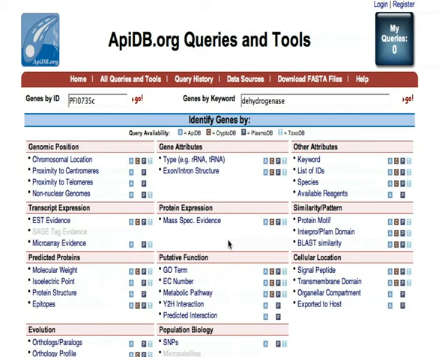This tutorial is to describe the Queries and Tools page present on ApiDB. This page can be accessed by following the link in the red navigation bar titled Queries and Tools. At the top of the page you'll see a listing for the two most frequently accessed queries, that is, genes by ID and genes by keyword.